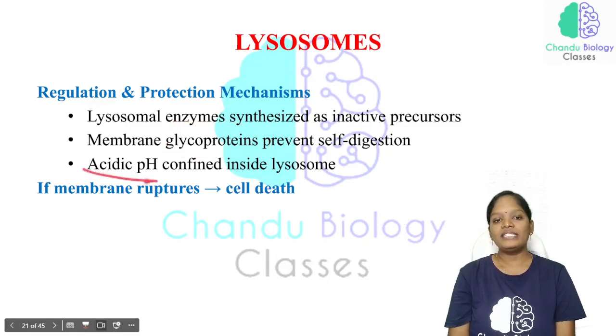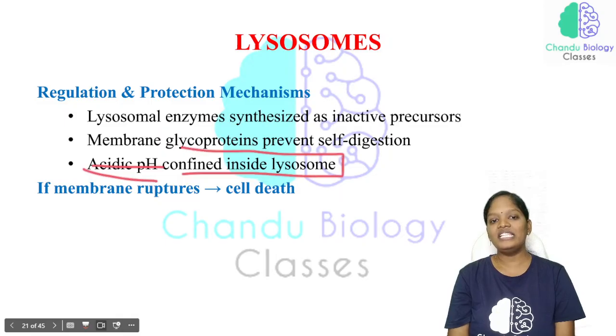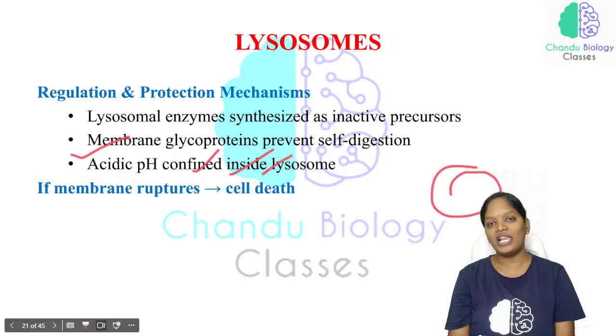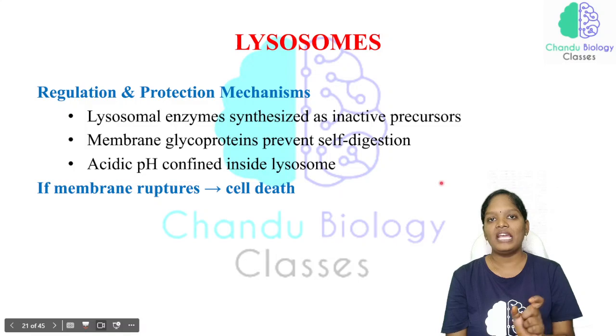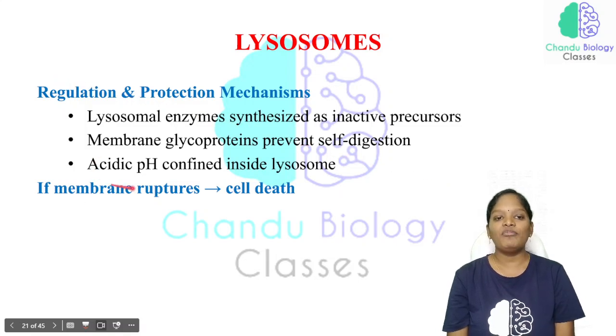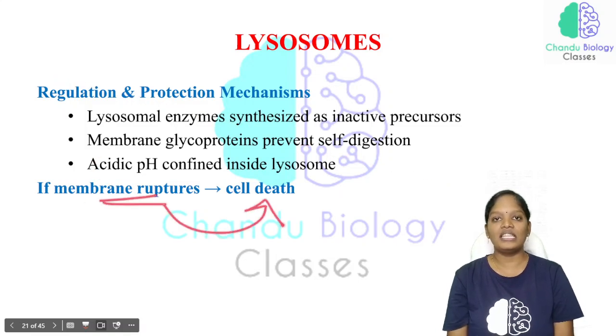Now, acidic pH is confined inside the lysosome. The inner part, the core area of the lysosome, experiences the acidic environment. If the membrane ruptures, it results in cell death.